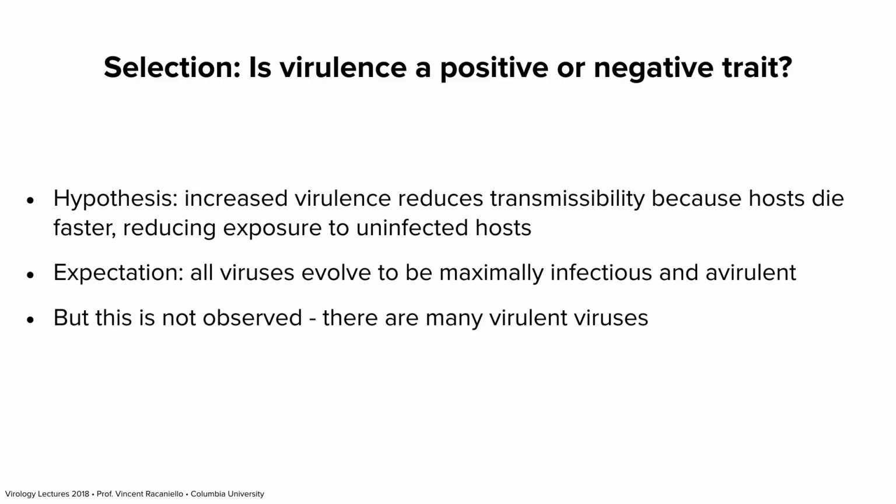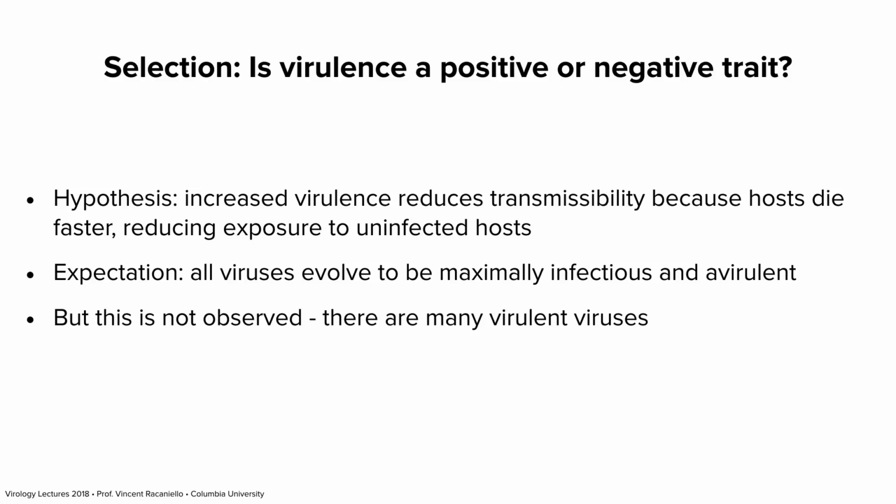The next topic I want to get into in terms of evolution deals with virulence, the capacity of viruses to cause disease. And the question here is, is virulence positively or negatively selected? What do I mean by that? Here's the hypothesis. The idea is that viruses shouldn't be too virulent because if they kill the host, especially if they kill it too quickly, there's not going to be opportunity for transmission to a new host. If that's correct, then all viruses should be very infectious and avirulent. That would be the trajectory of evolution.